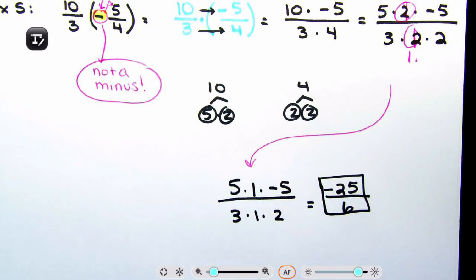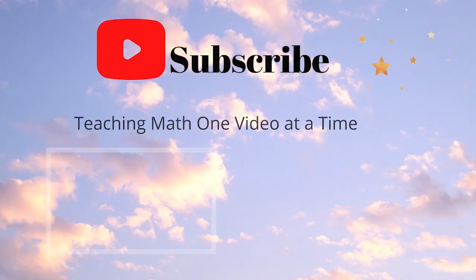All right, beautiful people, that is it. That is how we're going to multiply improper fractions. Make sure that you understand the parentheses. Make sure that you understand that negatives like this are not minus.